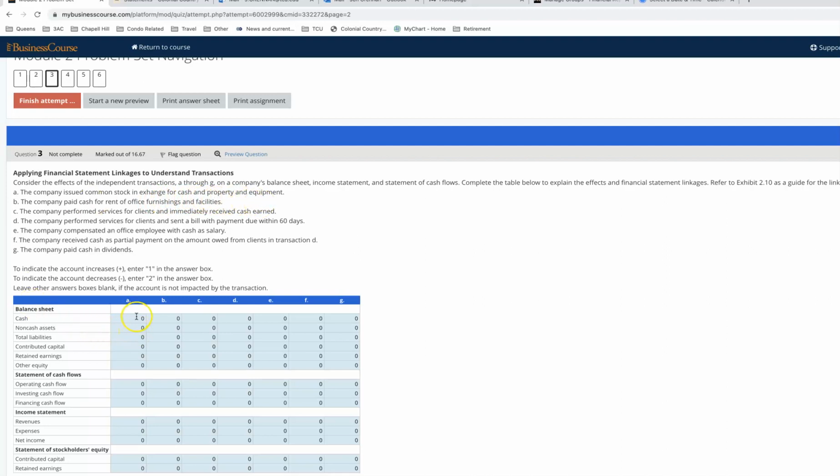All right, so if we go to A, looking at that column, we have to put in a plus. If the account is an increase, we enter a 1. If it's a decrease, we enter a 2. Okay, so if I issued common stock in exchange for cash and property, remember which side of the equation I'm on. I'm the company. I'm receiving cash. So I'm going to enter a 1 in this field to represent the fact that my cash is increasing. And I'm receiving property and equipment. That is not cash, but it is an asset, so it will go up as well.